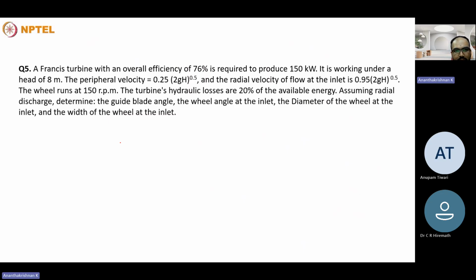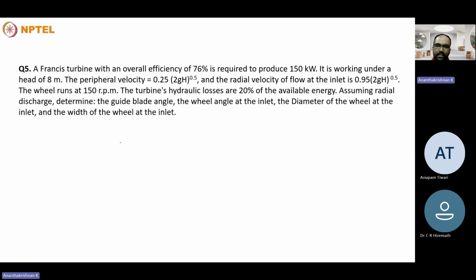The peripheral velocity is equal to 0.25 times root of 2gh, and the radial velocity of the flow at the inlet is 0.95 times root of 2gh. The wheel runs at 150 RPM. The turbine's hydraulic losses are 20% of the available energy. Assuming radial discharge, determine the guide plate angle, the wheel angle at the inlet, the diameter of the wheel at the inlet, and the width of the wheel at the inlet.